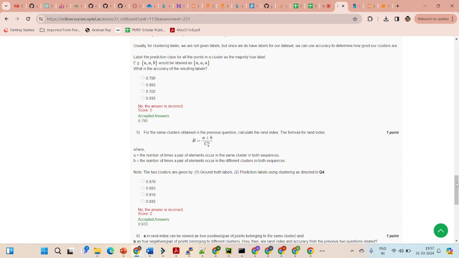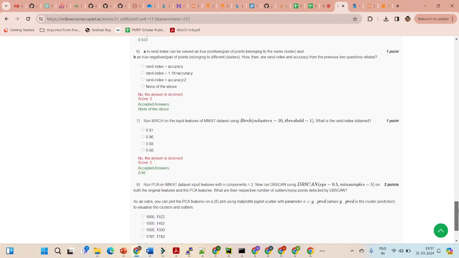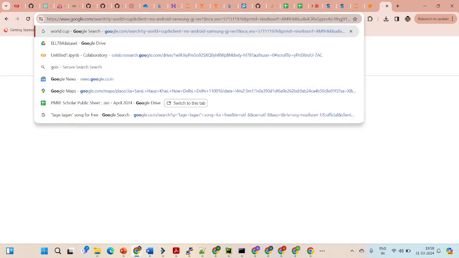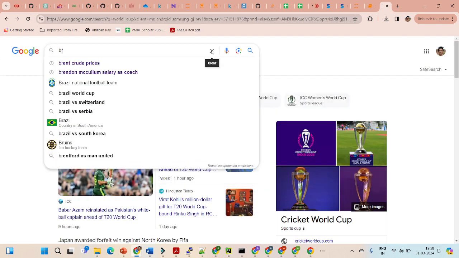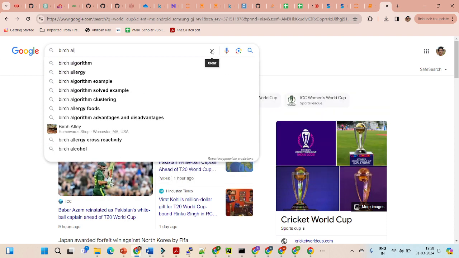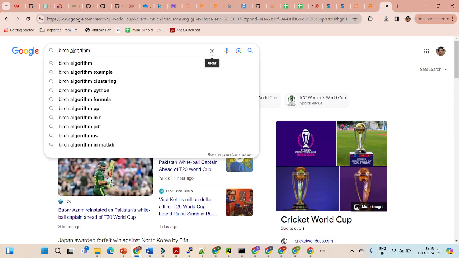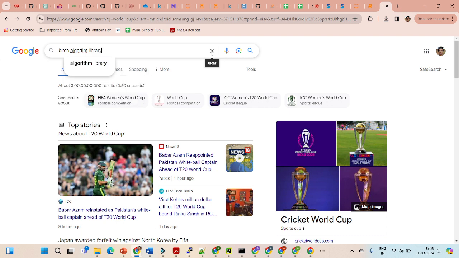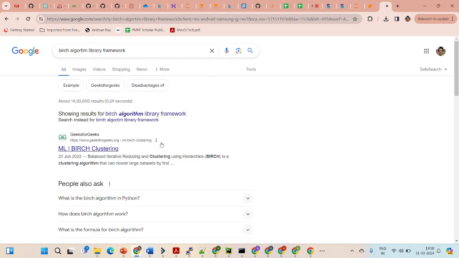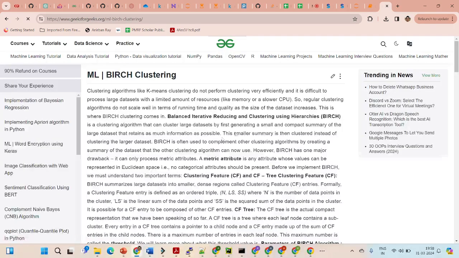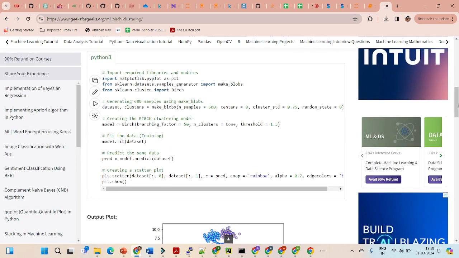Could you show any of these questions in Google Colab? Birch algorithm, where will you get it from? Well, you can search, I don't know much actually where you get Birch. Let's see, Birch algorithm, library, framework, something. Maybe they have implemented it themselves here, or maybe not.